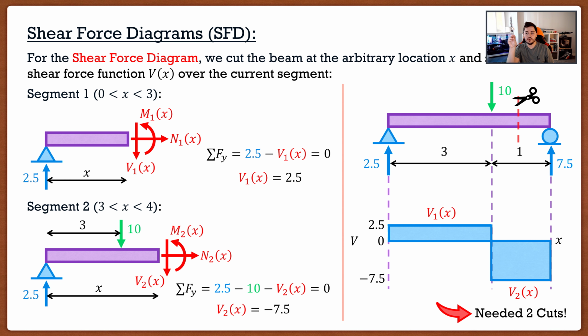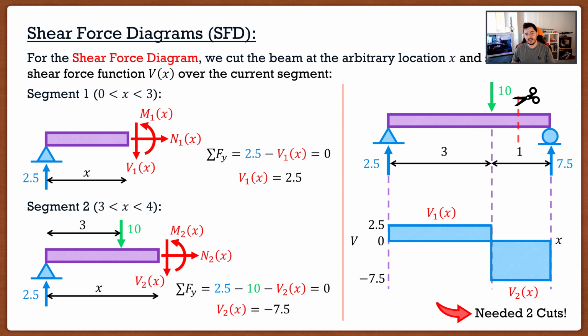So if I were to take 2.5 and subtract 10, well then I go down to negative 7.5, which is what we had. And then in segment 2 there, again, nothing happens. So I could have carried that negative 7.5 along. And then notice at the very end of the beam, we have a support reaction up, a 7.5. So negative 7.5 plus 7.5, I go back to 0.